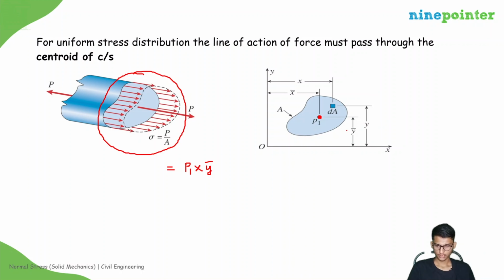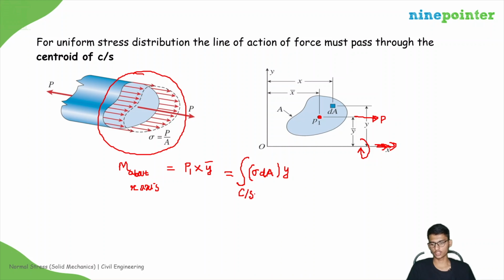So this is y, and this is P. What will be the direction? Direction will be along x, right? So this is moment about x axis. This should be equal to the integral of sigma dA into y, integral over the cross section. We said that the distribution is uniform. So sigma comes outside the integral of y dA, right?